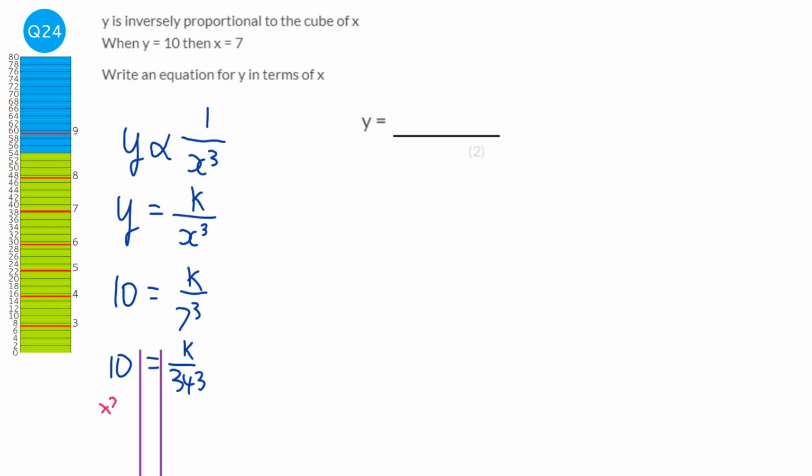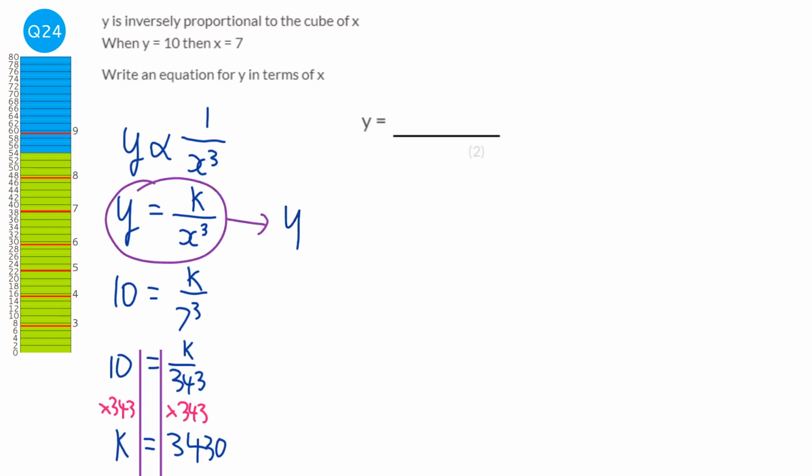So times by 343 both sides to find out what k is. And I'm just going to swap them around just to give myself a bit more space. And we're going to have k on the left hand side here. So that would be 3,430. So k is 3,430. So what I'm going to do is just rewrite this equation here. But we know what k is now. So it's y equals 3,430 over x cubed. And that actually is our answer.